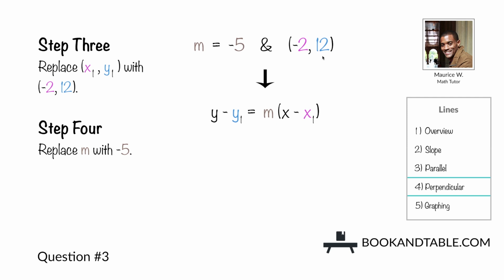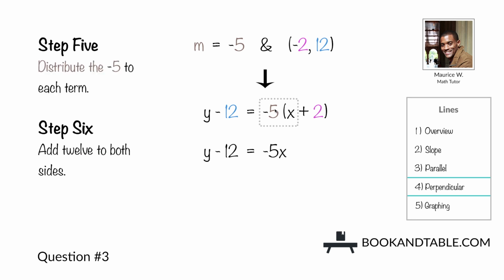So step 3, replace x1 with negative 2 and y1 with 12. X minus negative 2 becomes x plus 2, y minus 12. And now step 4, replace m with negative 5. Now we have the information we need to figure out the equation. So we want to distribute this negative 5 to each of these terms. So negative 5 times x is negative 5x. Negative 5 times positive 2 is negative 10.